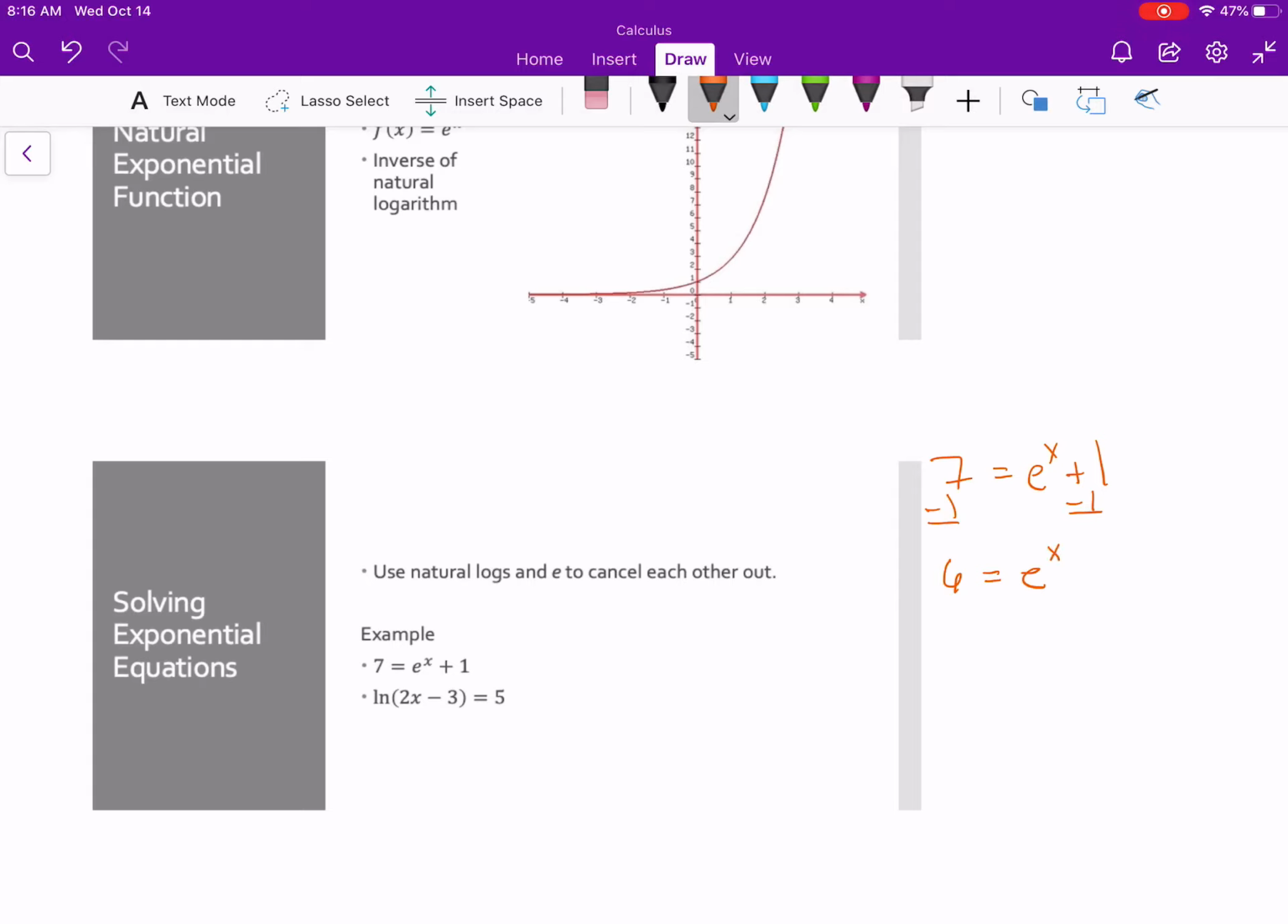So we are going to take the natural log of both sides. So ln of 6 is the ln of e to the x. We know that using logarithm rules, this x can come down in front times the natural log of e. The natural log of e is just 1, so x equals the natural log of 6.